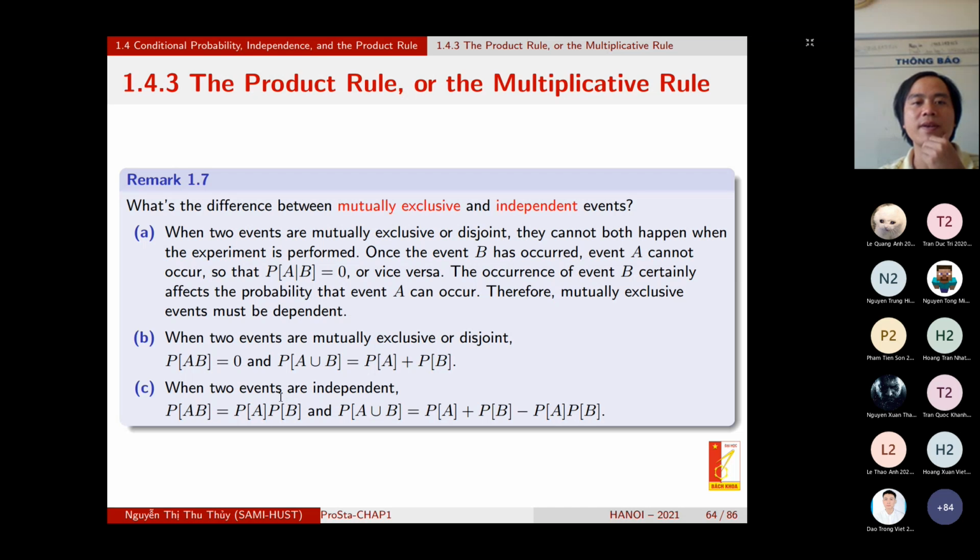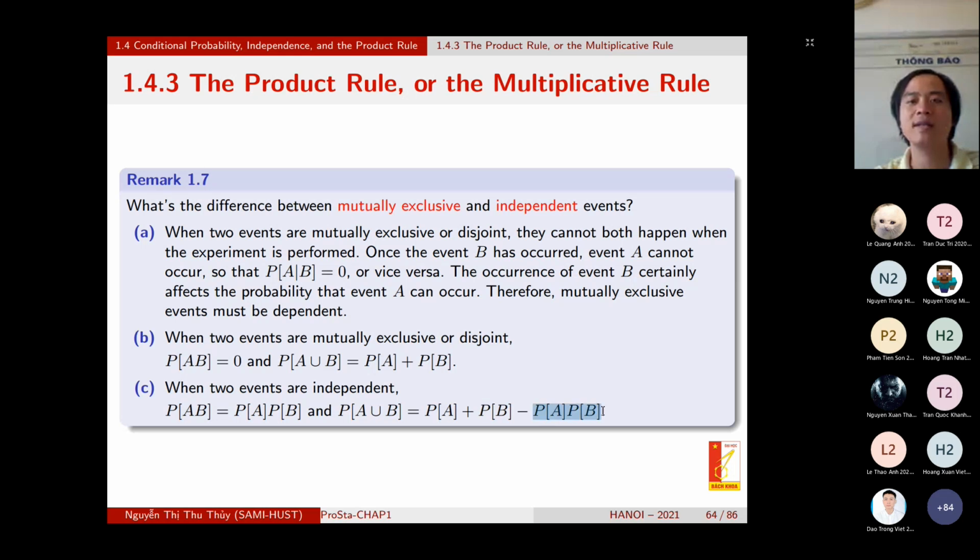So you see, when the two events are independent, we only see that P of A and B is equal to PA multiplied by PB. So the probability of the union of A and B is now PA plus PB minus PA multiplied by PB. So we cannot cancel out this part. That means they can be disjoint, or they can be not disjoint also. Okay, we don't know about this part.